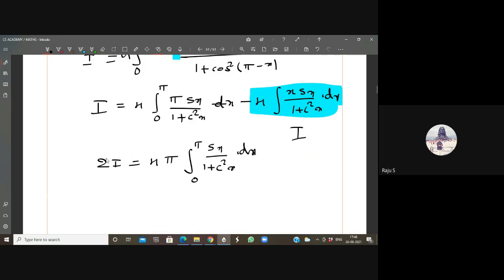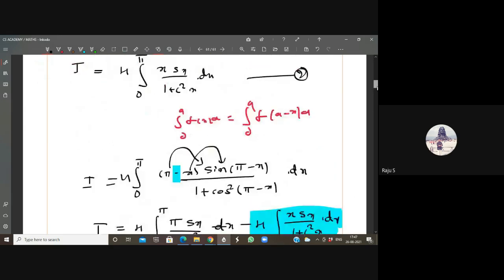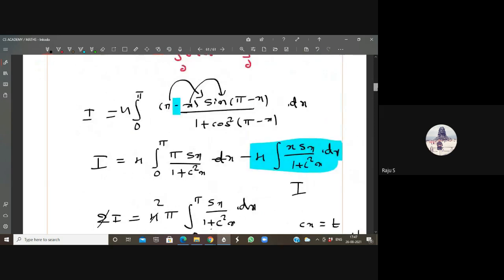Now onwards we know the procedure. Now cos x is equal to t, so sin x dx is equal to minus dt. Then this becomes a dt integral, you can change the limits and simplify. Got it, students? Till now I think you understood. Whenever x into some function, we always get it like this.